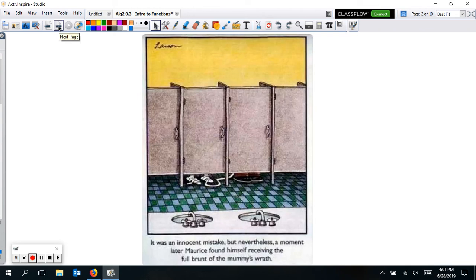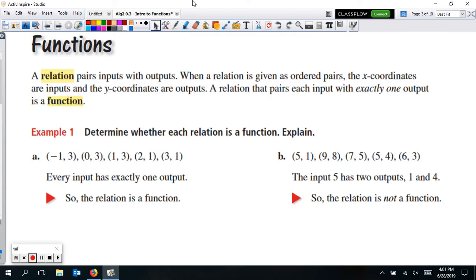All right, so intro to functions. We're going to look at this section now, what a function is. There's some highlighted words here. Relation is one of the words, and function is the other word. So a relation is just pairs of inputs with outputs. So basically everything is a relation, but not everything is a function.